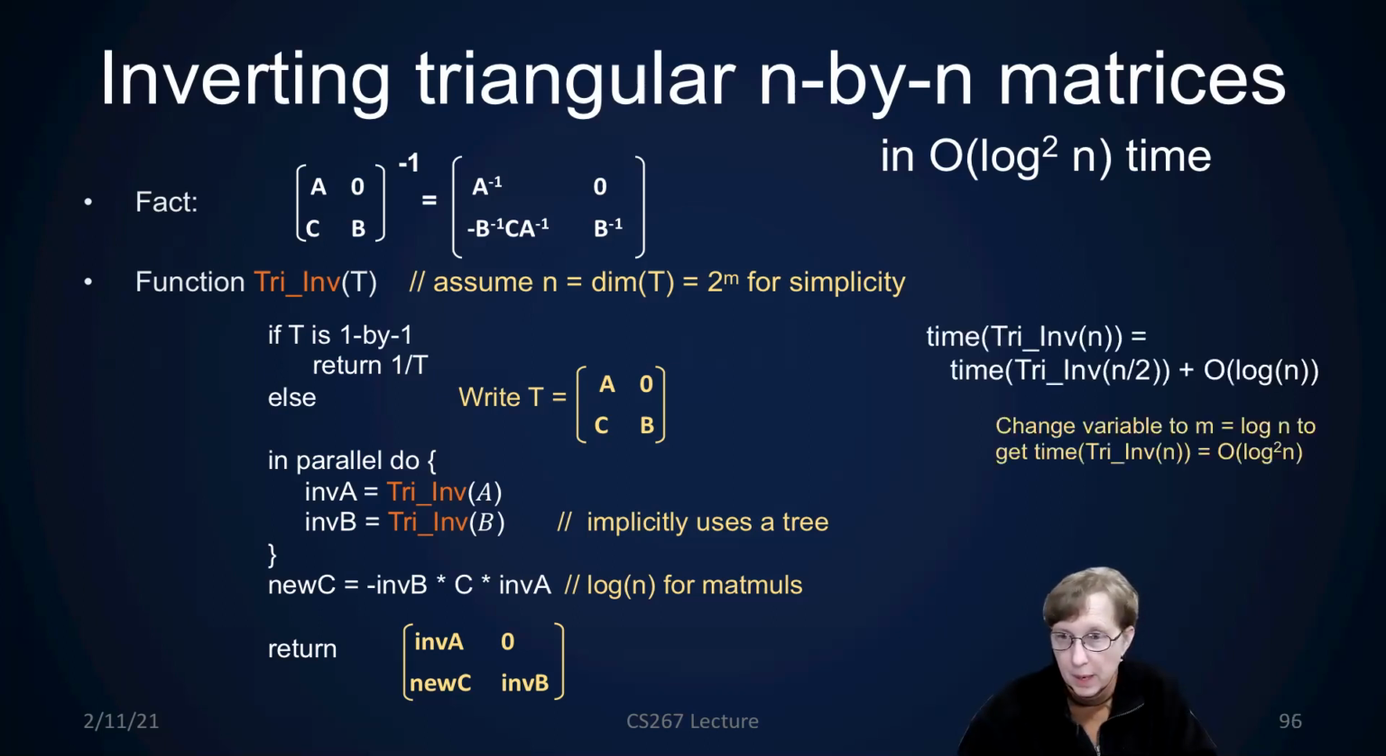Okay. And so what is the time to perform this recursive function? Well, it's going to be the time to solve in parallel. So we're not going to multiply it times 2, the problem that's half the size, tri-inv of n/2, plus something that has logarithmic cost in here. And if you do a change of variables to figure out what the overall cost of this is, it's a log squared n computation.